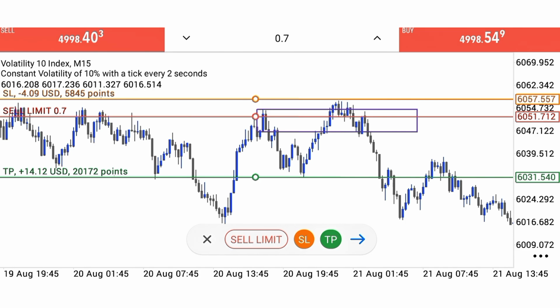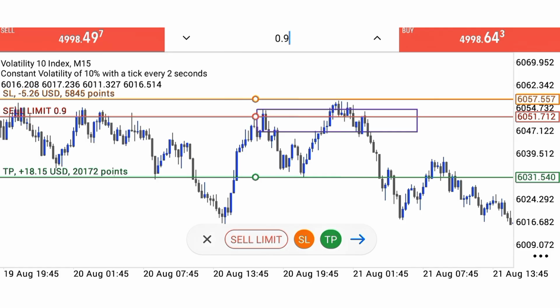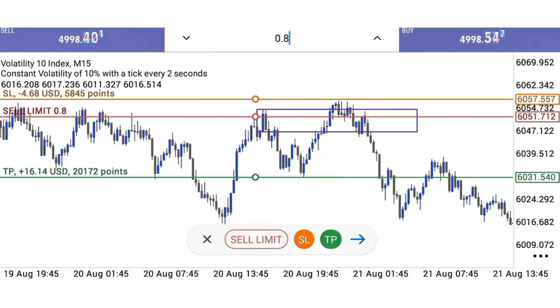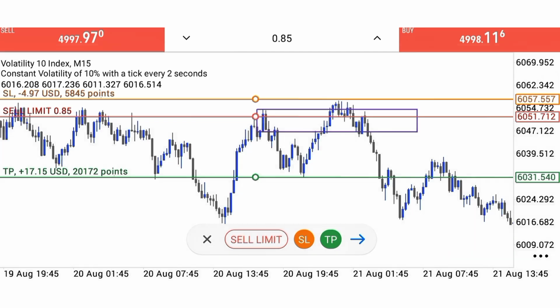All right. Now, this 0.7 is 4.09. I want to risk $5. So, I will increase it again to 0.9. Okay, now it is too much. So, let's settle with 0.8. All right, this is beautiful. But if you want to increase it more, you can still make it like 0.85. You understand? So that's perfect. Now we have a perfect risk for this trade.